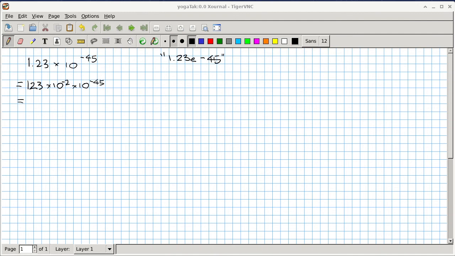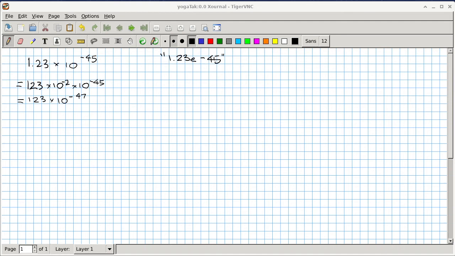Then I bet you we can group the two 10 to the power of something together, right? Because they're both powers of 10, and if you have a bunch of powers of 10 in a multiplication, they can be combined. So how do we combine the two powers of 10? Go ahead. Add them together? Exactly. So we have -2 plus -45, which is -47. Okay? So now we have 123 times 10 to the power of -47. Does that make sense? Are we good so far?